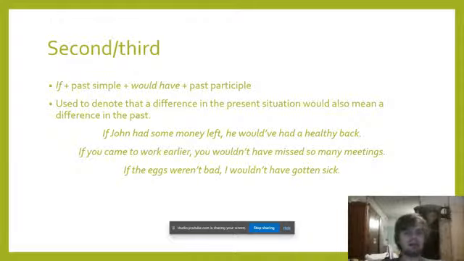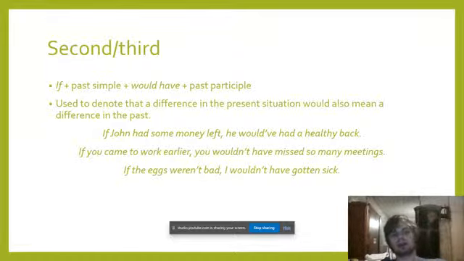And some examples include but are not limited to, if John had some money left, he would have had a healthy back. So basically, John has back problems. He doesn't have any money, but if he did, he would be able to cure his back problem. He would be able to help his back, maybe get some surgery or whatever. But alas, as for now, he can't afford any, so he's stuck with an aching back.